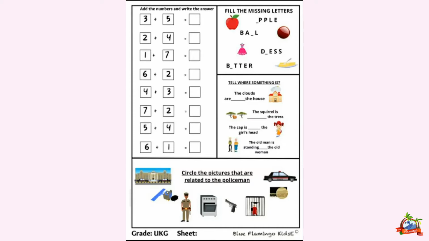2 plus 4? 6. Yes, 6 birds will be there. So what will be the answer? 6. 2 plus 4? 6. See the next. 1 plus 7.